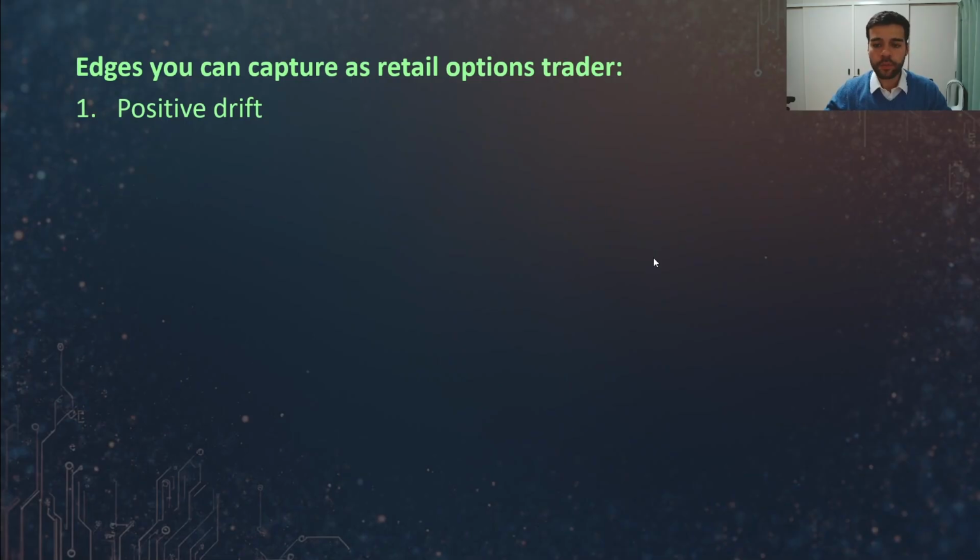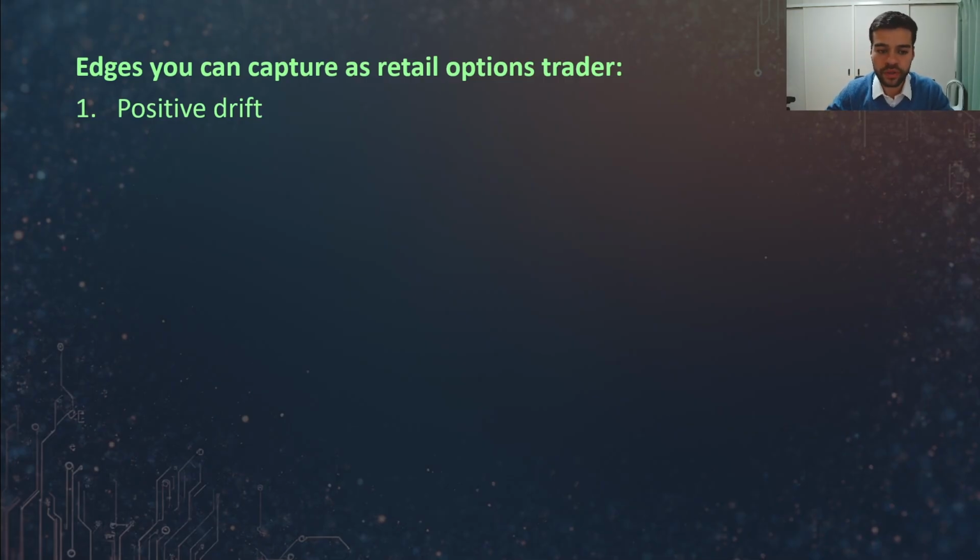Today, I'm going to show you my top 3 strategies to use on a $50,000 account to try to generate a consistent 15 to 20% return annually. Before we start with the actual strategy, I would like to tell you what edges are easy to capture as a retail option trader.